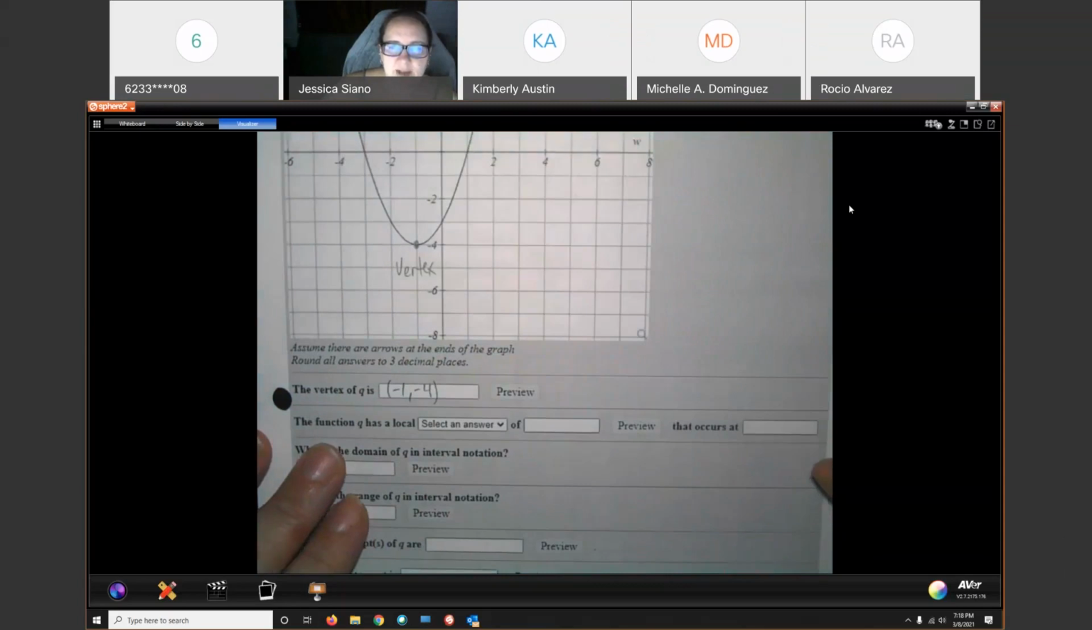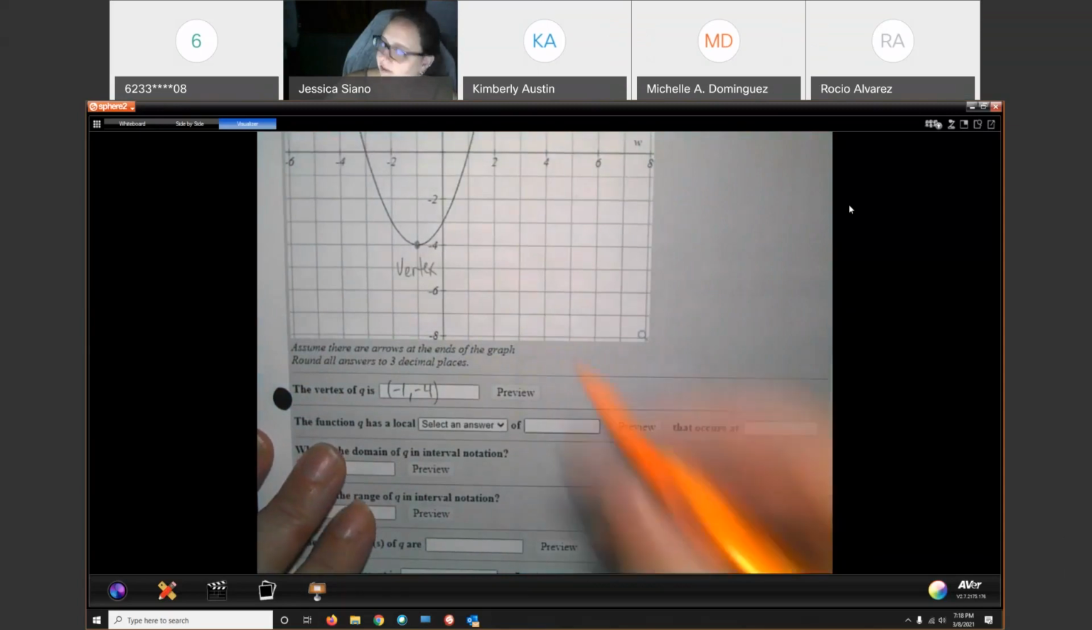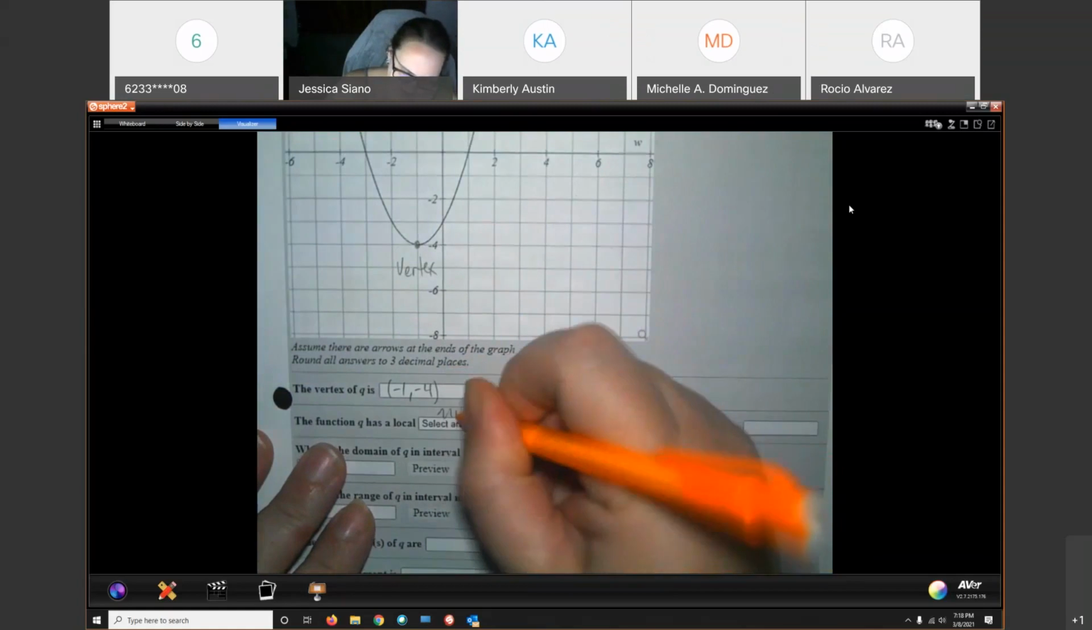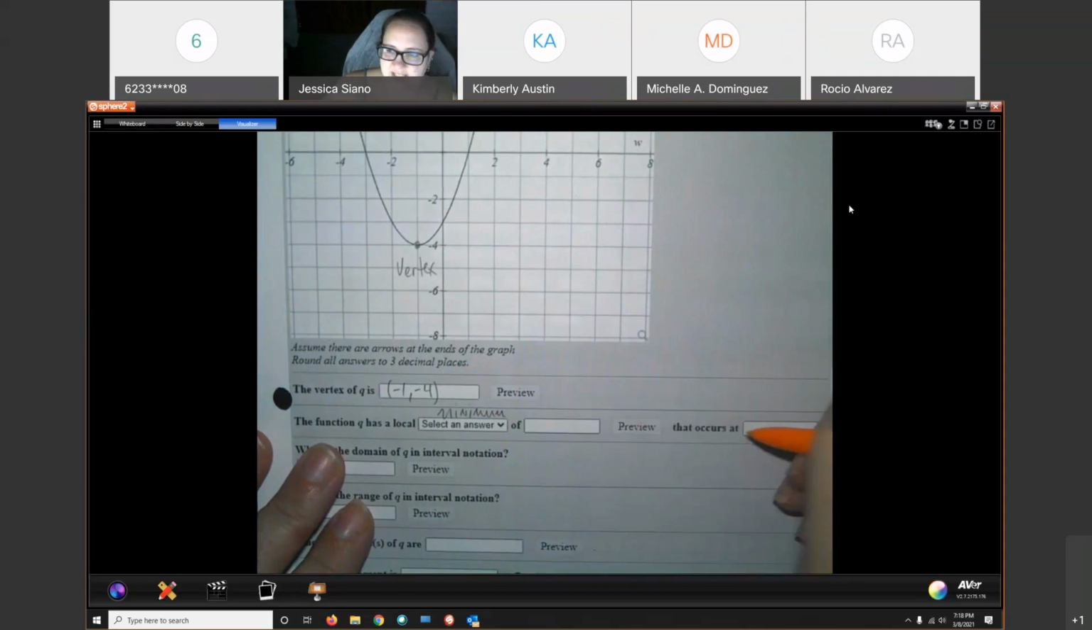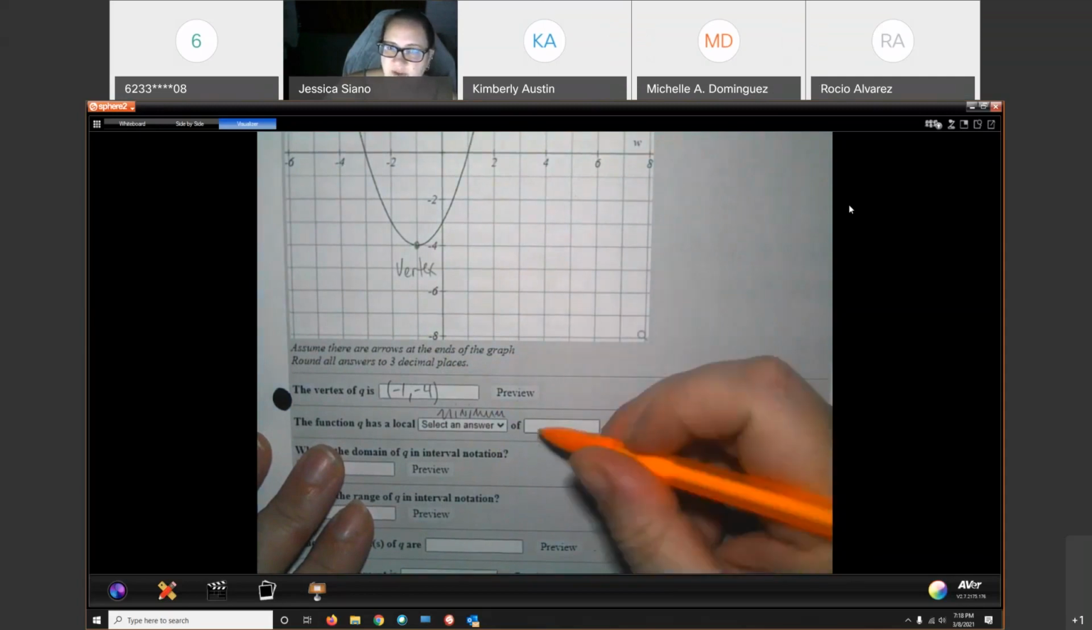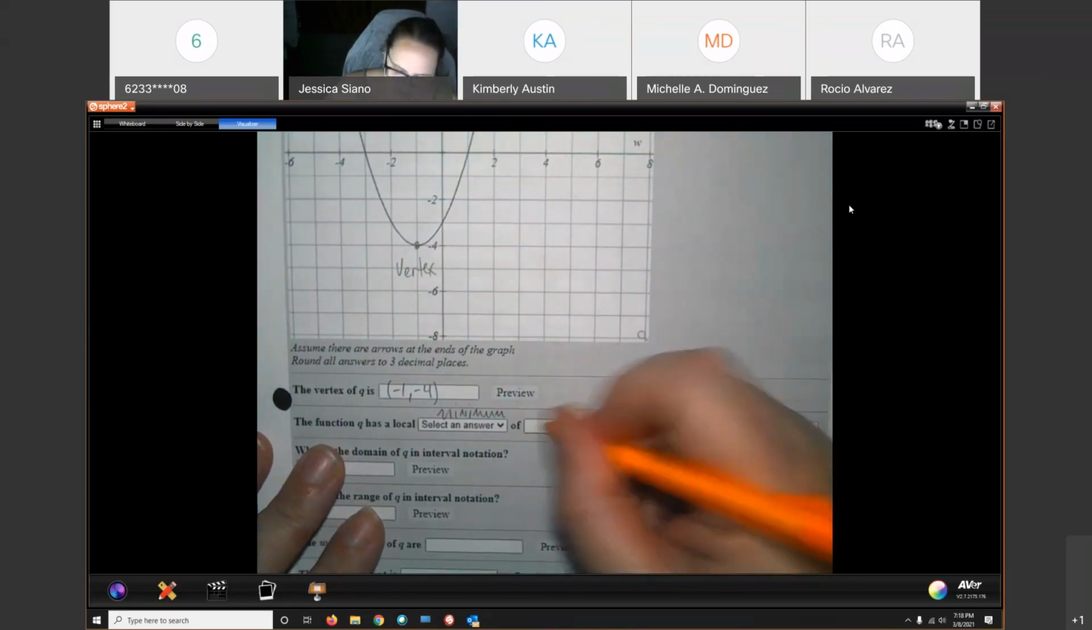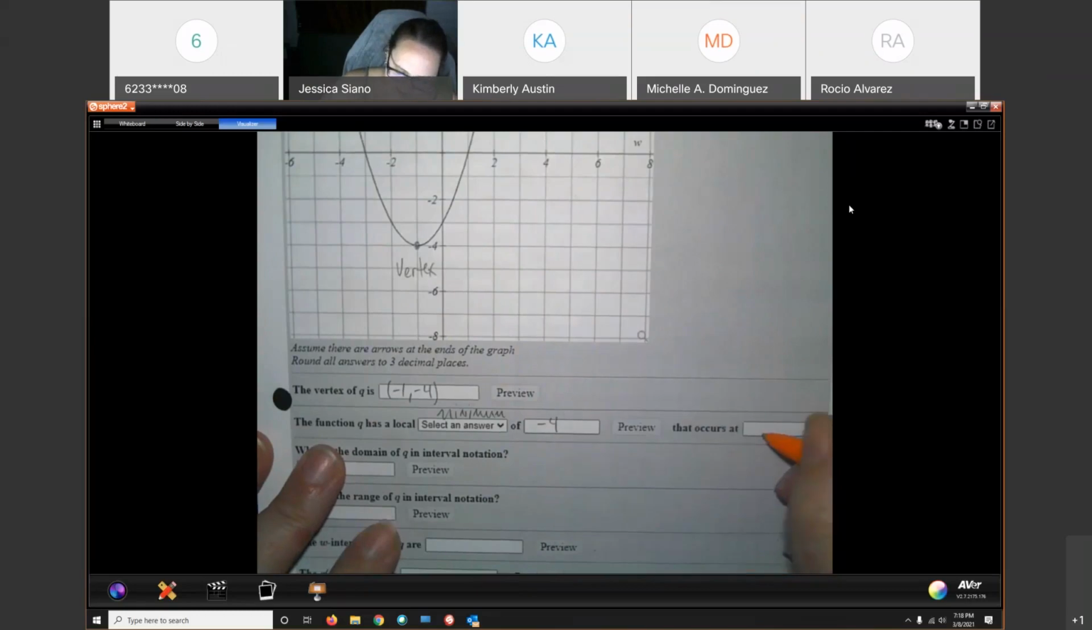And now since this parabola opens up, that vertex is a minimum. And then this is going to function the same way that it did when we were doing local min and local max. So this is a minimum of -4 at w equals -1.